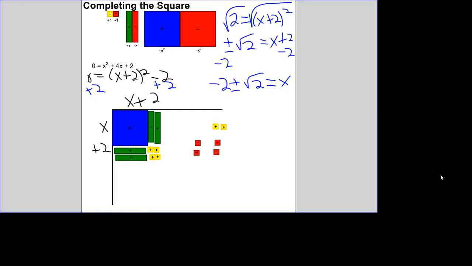That's all for this lesson. I will continue this in our next lesson, and we'll do some more difficult complete the square problems.